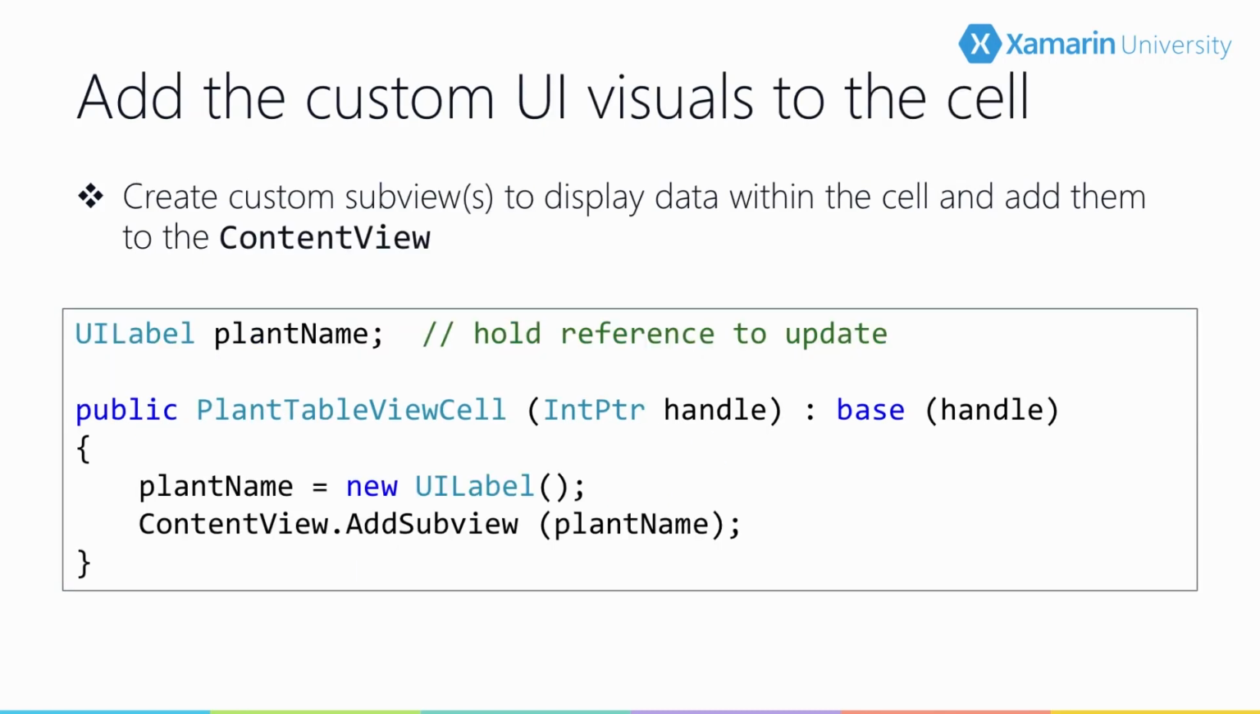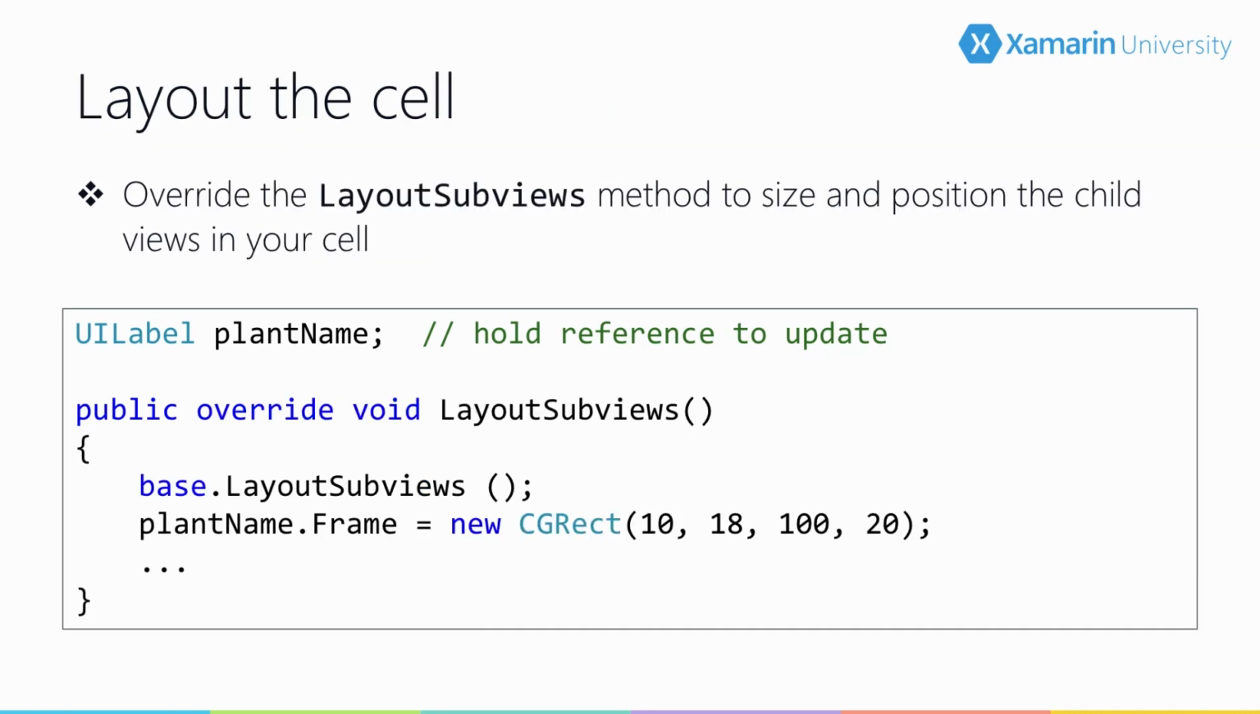Within the custom table view cell, you'll create your UI things and add them to the content view provided by the UITableViewCell class. To size and position your views, override the LayoutSubviews method. Call the base implementation and then position your views, either by setting a frame property or by using constraints.